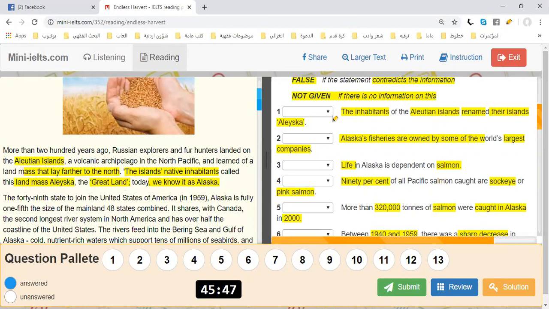So the answer for statement one should be false, because this information contradicts what is stated in the passage. What is stated in the passage is that the name of the landmass is Alaska, not the islands. They renamed the landmass, not the islands. So this contradicts what is stated in the passage. Is that clear, guys? Fatima, Mustafa, and others?